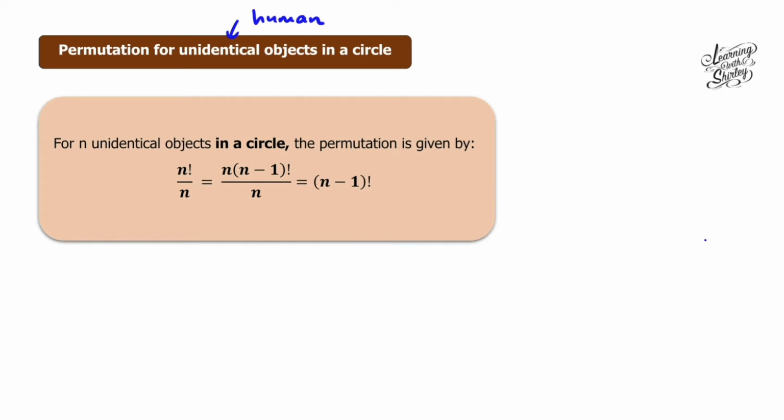So for n unidentical objects in a circle, the permutation is given by n factorial over n, which equals n times (n minus 1) whole thing factorial over n, and we can cancel out the n, and we get (n minus 1) whole thing factorial. And we're going to use this formula to answer all the questions related to unidentical objects in a circle.